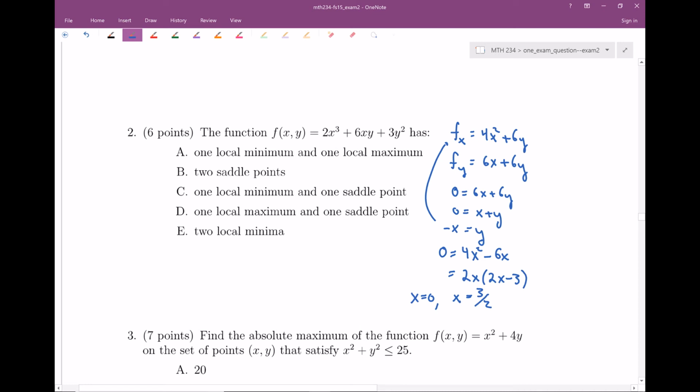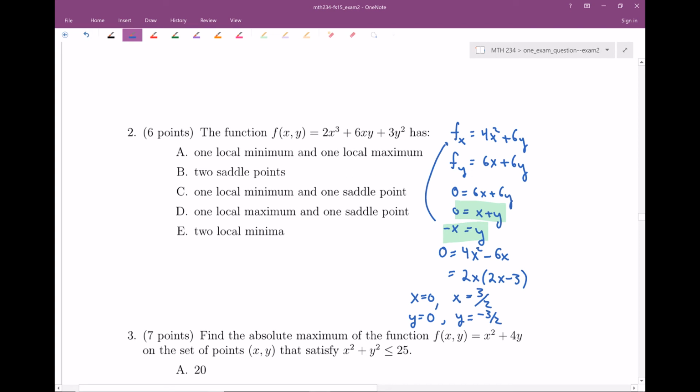Now remember, these are the x values. Let's get the y values. I want x plus y to equal 0, so y is equal to negative x. If x is equal to 0, y should be negative 0. And if x is equal to 3/2, y should be negative 3/2. I forgot the negative sign there. So we have 2 points: 0, 0, and 3/2, negative 3/2.